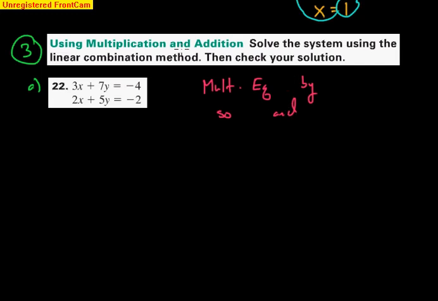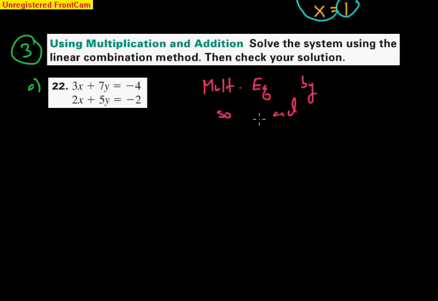Okay? Well, look at your variables. It's either going to be the x's or the y's. Now the question is here, I can't make 3 become 2. I can't make 2 become 3. What about the y's? I can't make 7 become 5. I can't make 5 become 7. Uh-oh. So now this requires us to multiply both equations by something. Bummer. But we're going to do it.